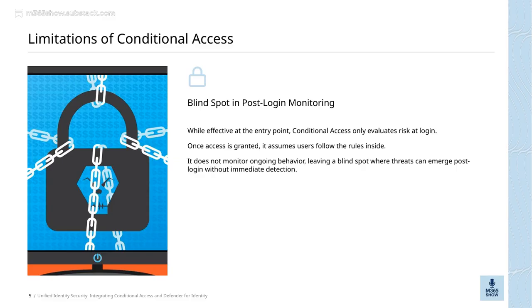So, even if someone gains initial access legitimately, malicious activity can happen later without being caught by conditional access alone. This is why integrating broader security measures, like Defender for Identity, is so important. It helps us fill that monitoring gap and better protect our environment beyond just the login point.